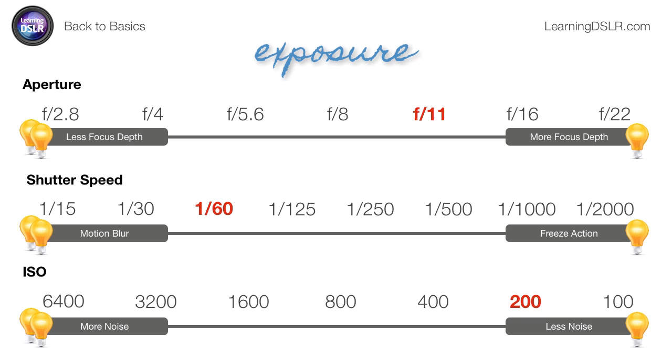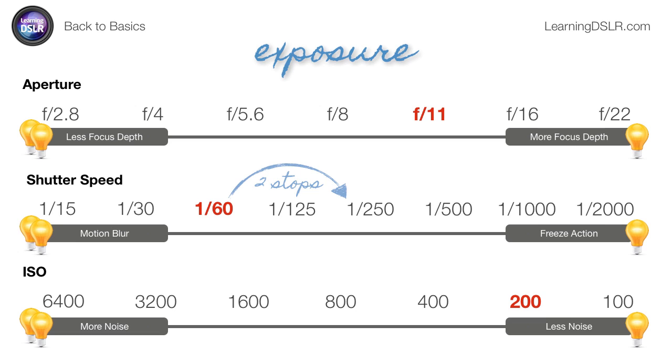But then I make a decision that I'm not doing very well hand holding at 1/60th. I'm getting some blur, or my subject's moving a little bit, and so I really need to freeze the action a little bit more. And so I decide that I need to move up to a 250th of a second. On your camera, a move like that is considered 2 stops of light, because I'm doubling the shutter speed and then doubling it again. And if you look in episode 2 of DSLR Back to Basics, I cover light stops very thoroughly.